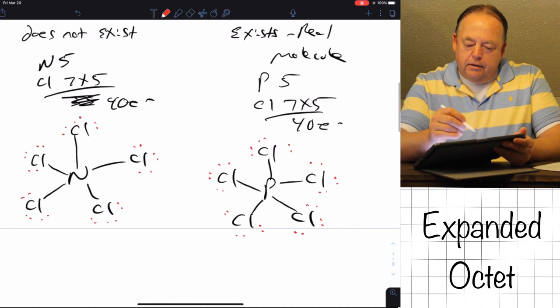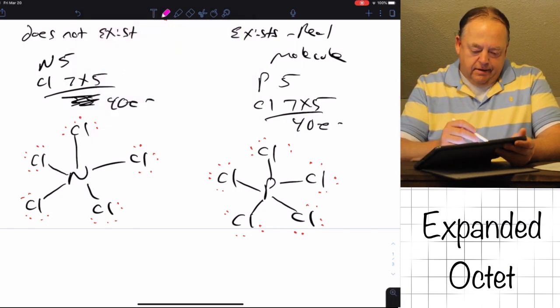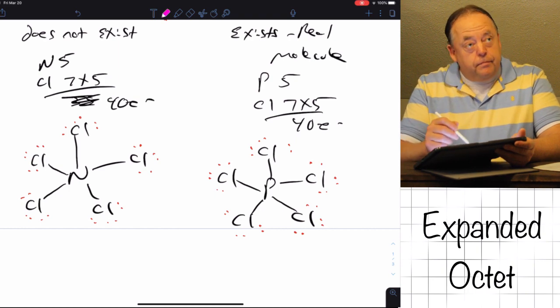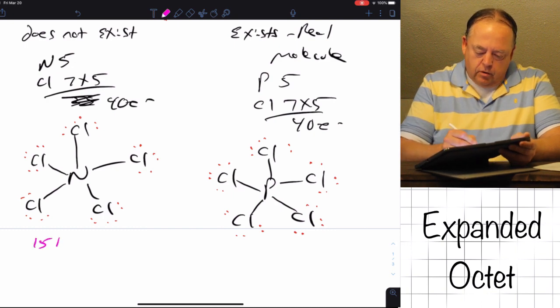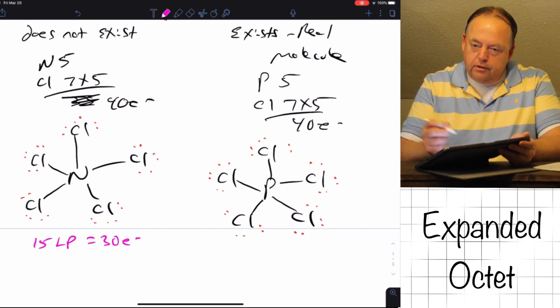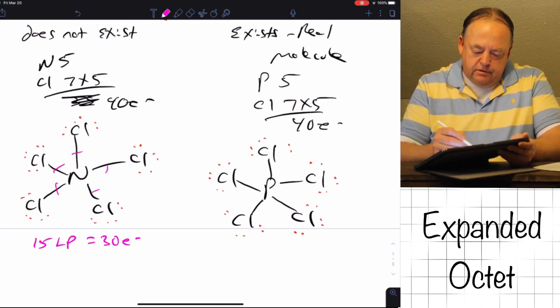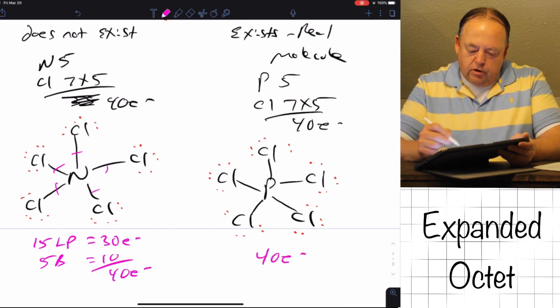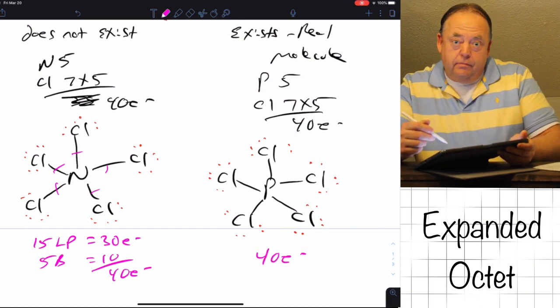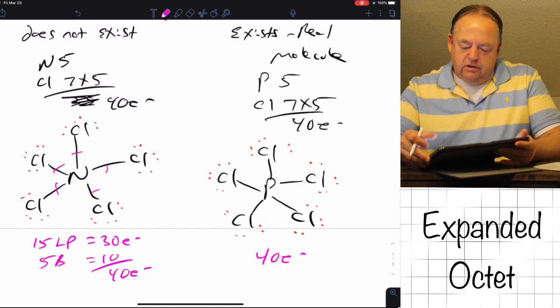Okay, and then what we would do next is count our electrons, right? So we have 1, 2, 3 lone pairs on chlorine times 5 chlorines, that would be 15 lone pairs. That would equal 30 electrons. And then 1, 2, 3, 4, 5 bonds would equal 10 more electrons, so that would be 40 electrons. So they both have 40 electrons, so we have the right number of atoms, we have the right number of electrons, but one of these exists and one does not exist.